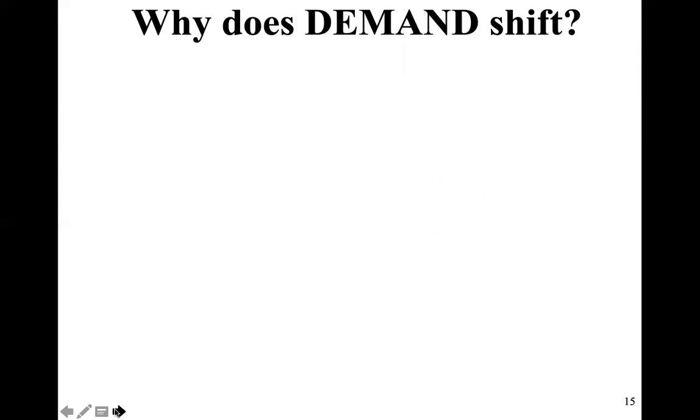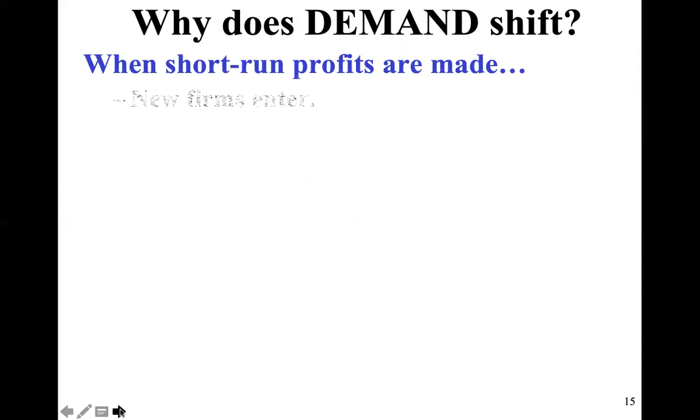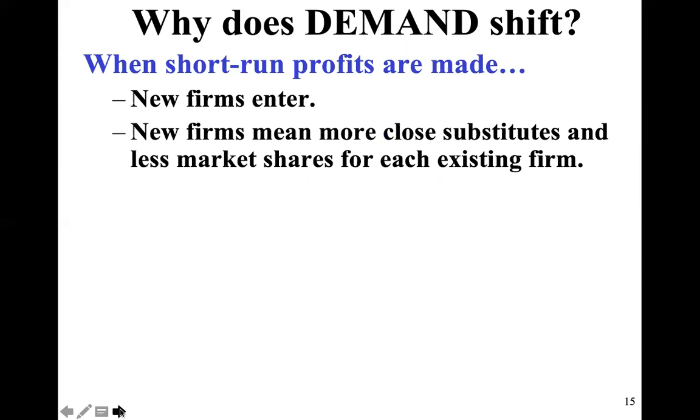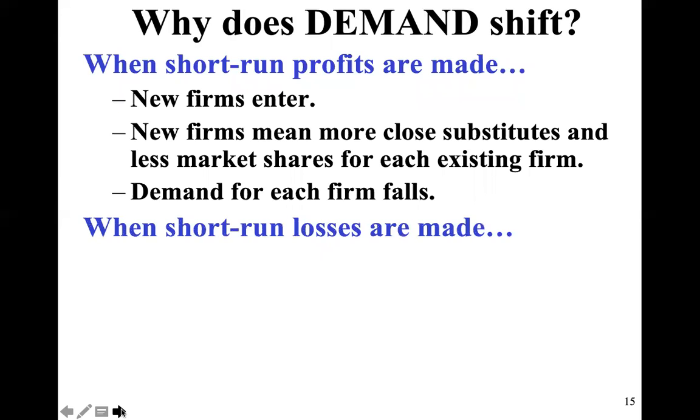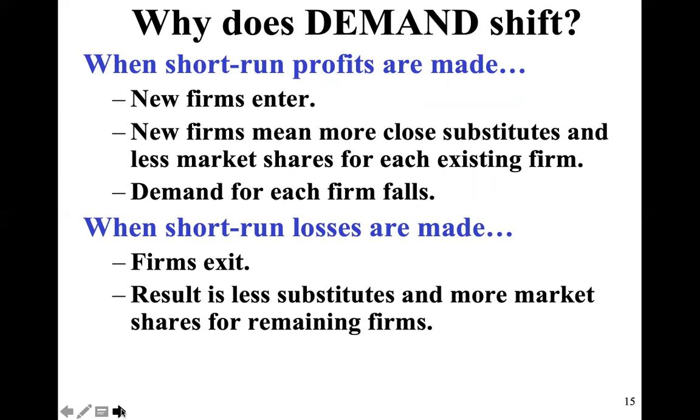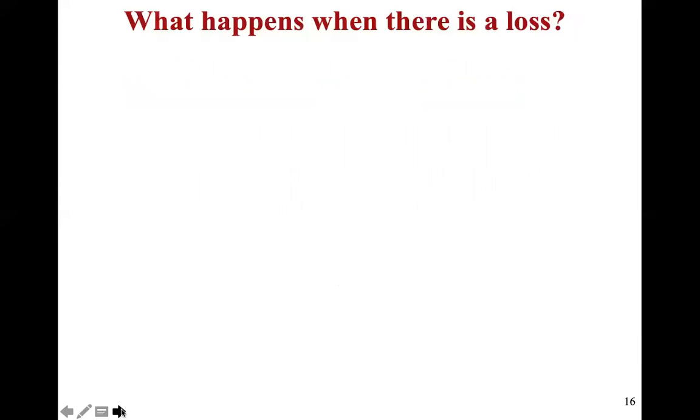Let's explain in a little bit more detail why we shifted the demand curves in the way that we did. In the short run, if profits are being made, what's going to happen? Other firms are going to enter. When new firms enter, that means for the particular firm that you were drawing, there's going to be more close substitutes and less market share for our existing firm, which means the demand is going to fall for each firm. On the other hand, if short run losses were being made, what's going to happen? Well, it would be the opposite scenario. If short run losses are being made, firms are going to exit, which is going to result in fewer substitutes and more market share for the remaining firms, and the demand for the firms that remain in the market is going to increase until we reach that long run equilibrium again.